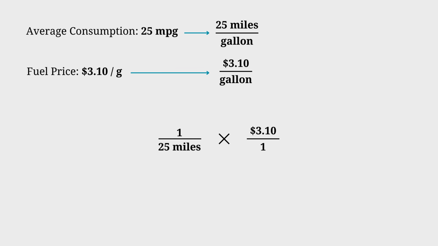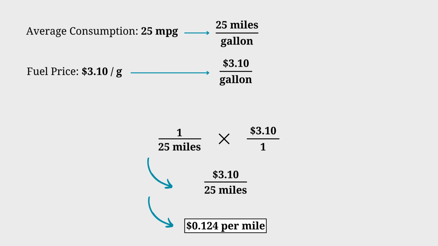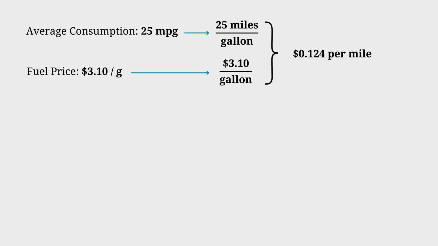Now multiply the two fractions, and now you have the cost per mile, which is $0.124 per mile. I'm going to keep the number of decimals as 3 so that our future calculation is more accurate. Now, let's say you drove 50 miles and you want to calculate the total cost of that trip.